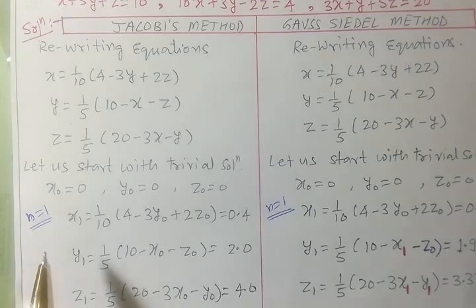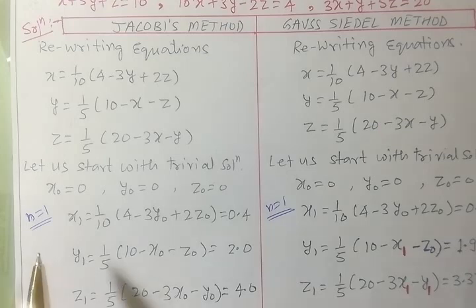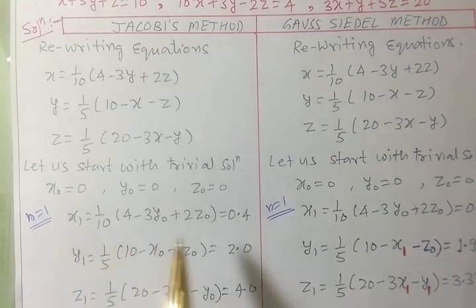Then n is equal to 1, x1. Here we write y0, z0. Here also we write y0, z0 because we have only those values. So what is x1? 0.4. Here also x1 is 0.4. Up to x1 you can see that Jacobi's and Gauss Seidel are same. Up to first iteration of x1 only.